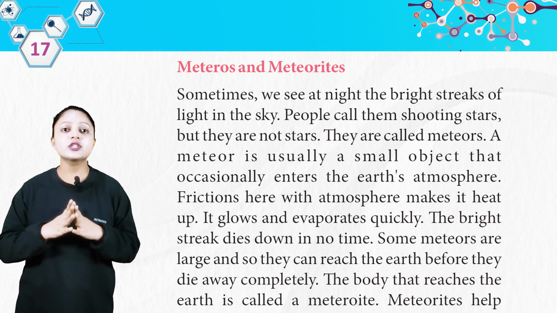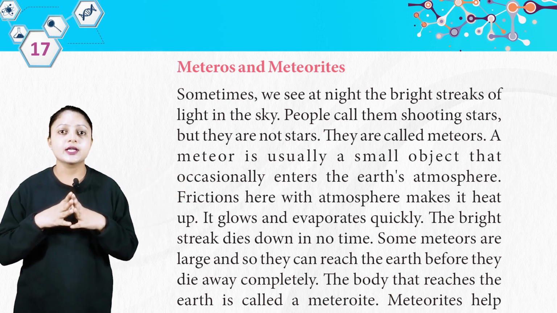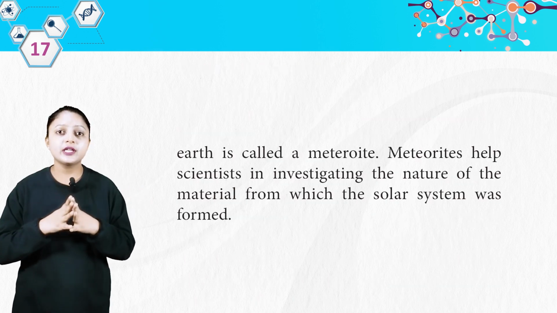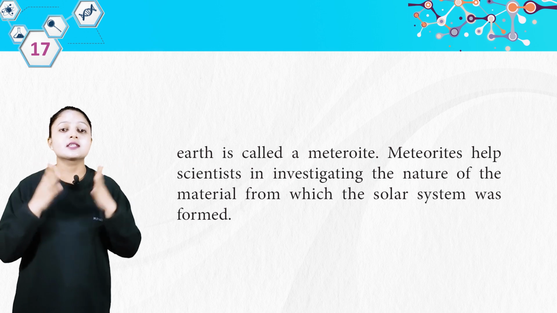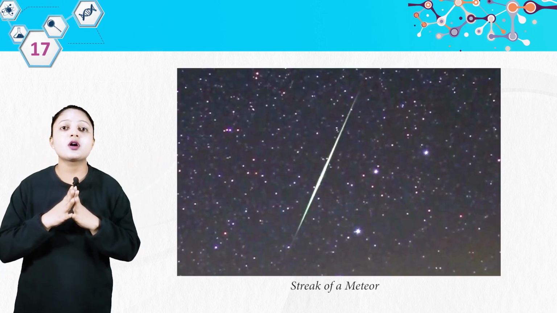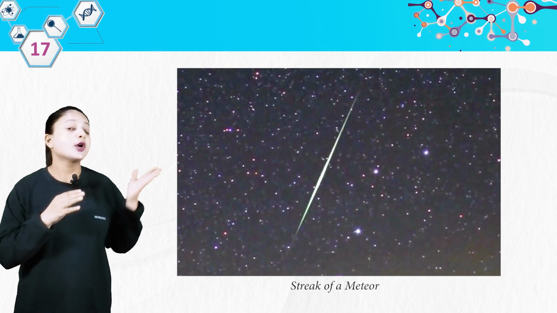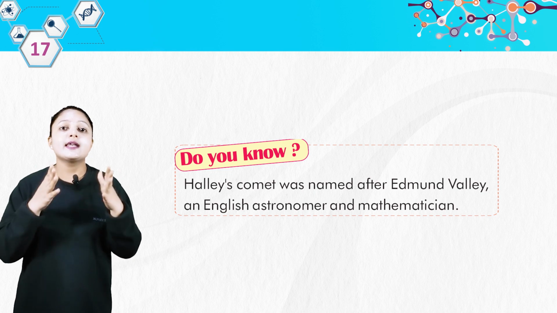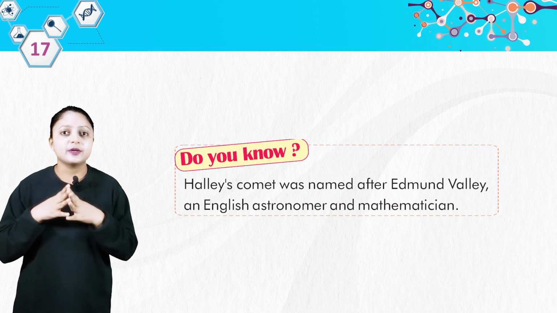The body that reaches the Earth is called a meteoroid. Meteoroids help scientists in investigating the nature of the material from which the solar system was formed. Look at this picture here. This is the picture of a streak of a meteor. Do you know? Halley's comet was named after Edmund Halley, an English astronomer and mathematician.